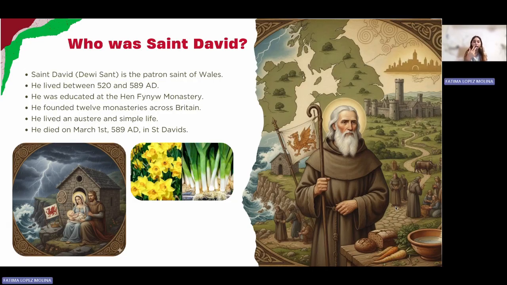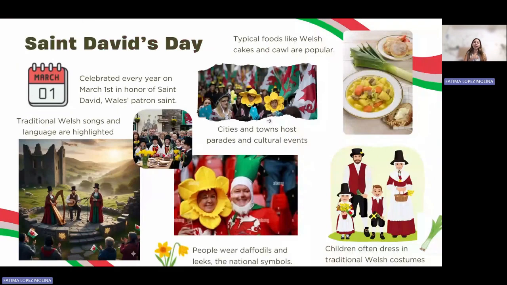He died on March 1st in the year 589 in St. David's. So what happens every day on that date? I'm going to explain this. St. David's Day is celebrated on March 1st in honor of St. David, the patron saint, and it has been the national day of Wales since the 12th century.